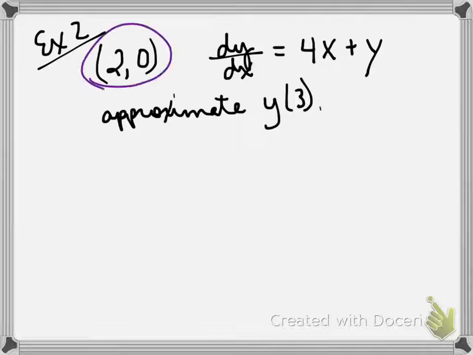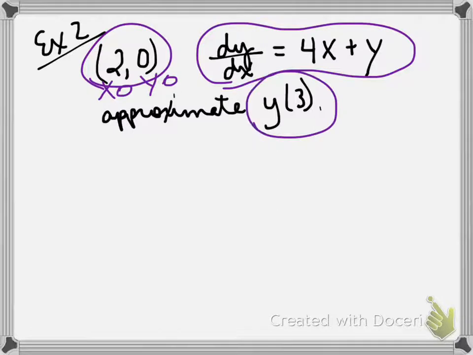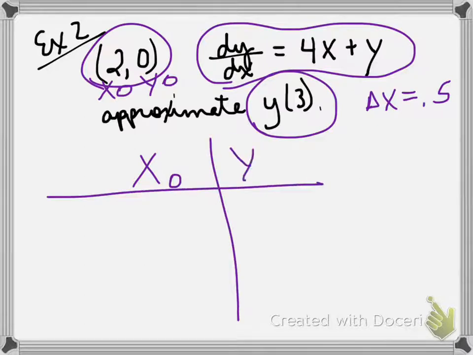We have the point 2, 0, so this is going to be x naught and y naught. Our slope, dy dx, is 4x plus y, and we're trying to approximate y of 3. Now again, I'm going to use my delta x to be 0.5. Keep in mind, most of the time, problems will tell you what your delta x is going to be. And I'm using 0.5 because it's short and easy. We could use 0.25, and I promise you that the numbers would get a lot uglier. I also do not have a calculator with me, so if it starts to get yucky, we're going to be in some trouble.